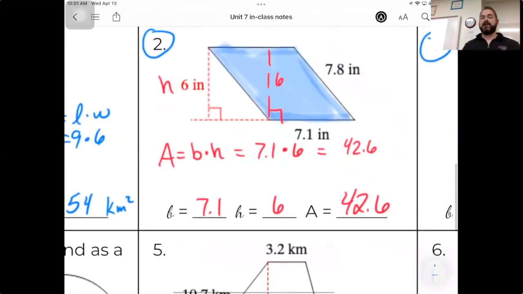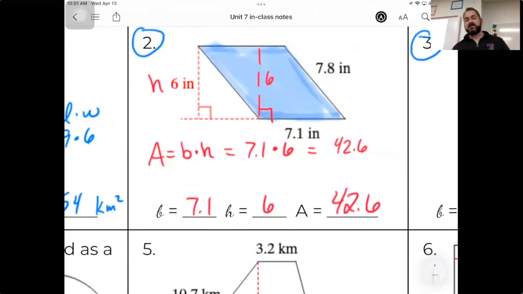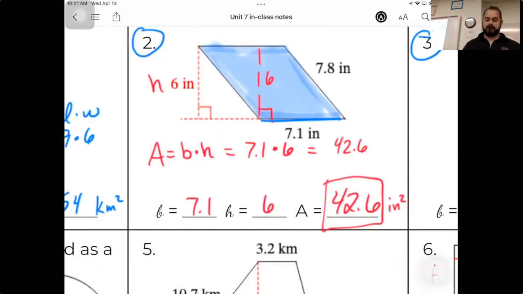For number 2, like I said, the height of this parallelogram is actually 6. So when I do the height 6 and the base perpendicular to that would be 7.1. 7.1 times 6 is 42.6. This would be in inches squared if we were doing units of measure, but you don't have to enter that part in Canvas when you do your homework checks.